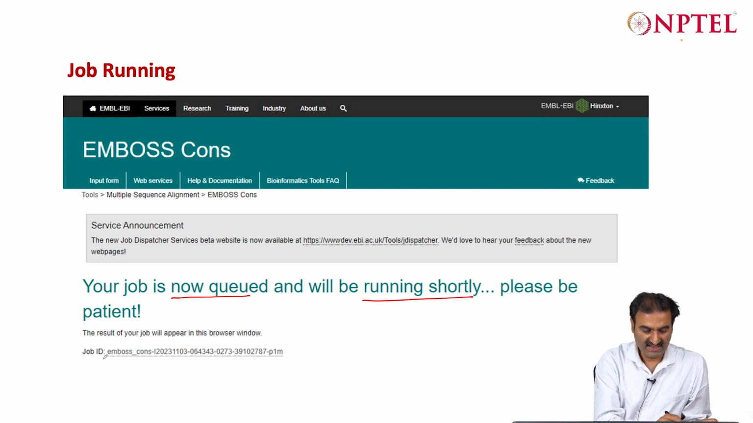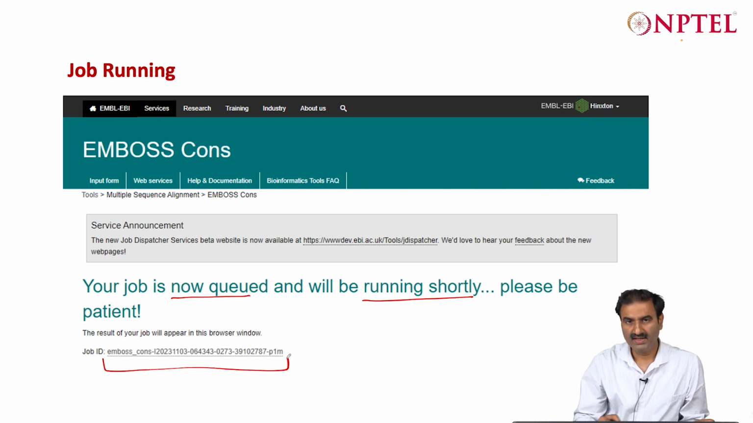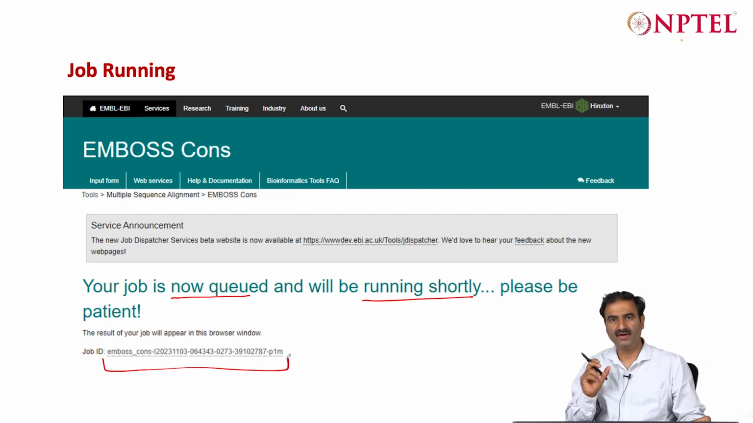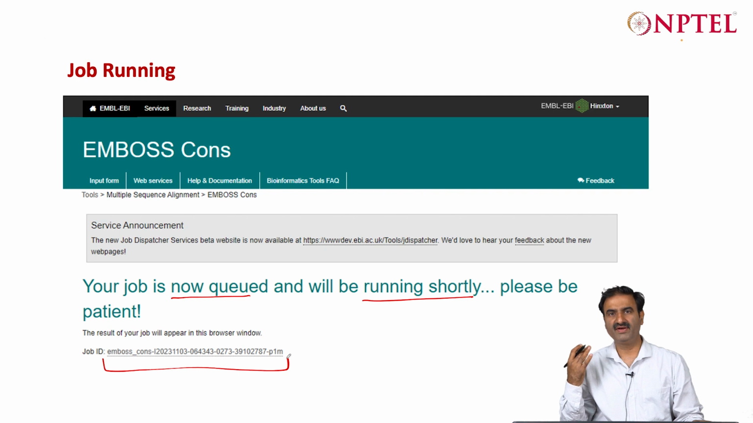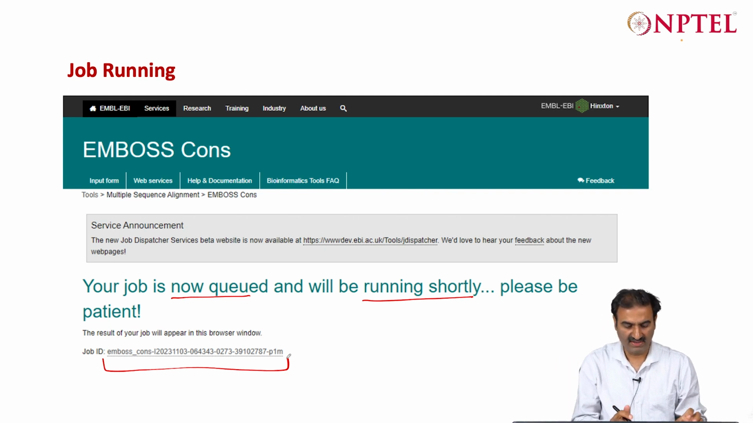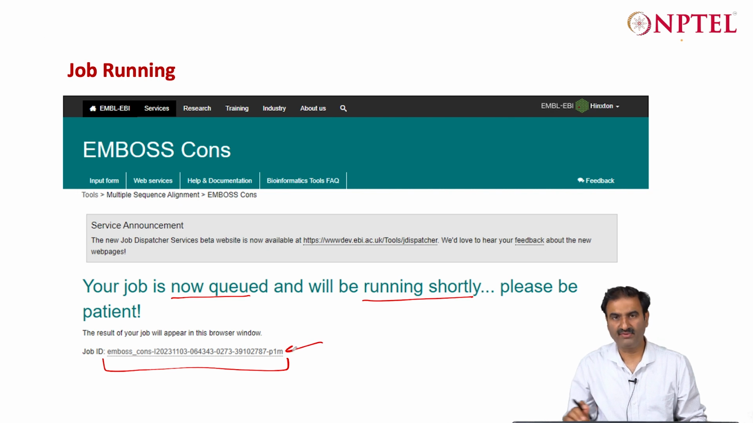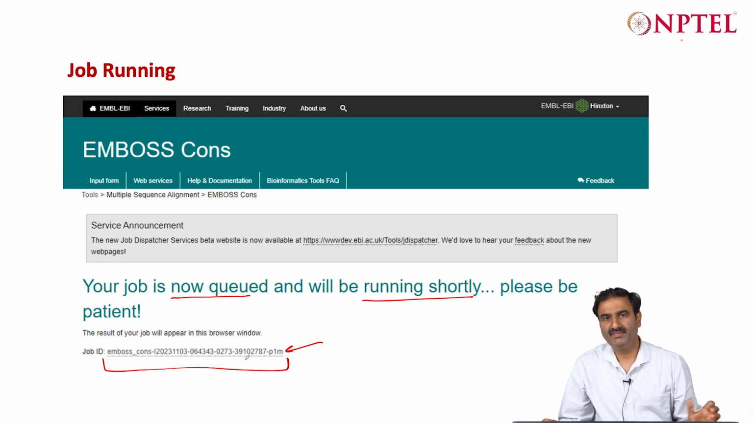Basically they give a job ID for you, for your job with the input sequences that you have given and the program that you have chosen. That is assigned to this link, and you can always copy this link. For example, if you have given a small job, a smaller set of sequences or a small task, it should be completed within less than a minute or 2 minutes maximum.